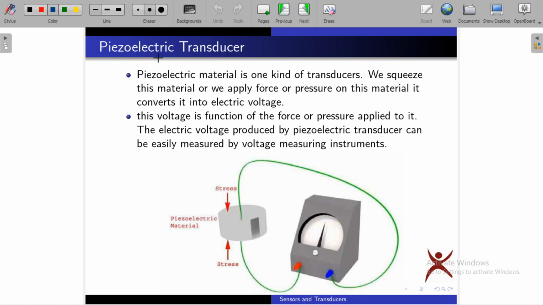Coming to piezoelectric transducer. Here we have piezoelectric material. If we apply some force or pressure on this material, then electricity will be produced. If I apply some force or stress on this piezoelectric transducer, then voltage will be produced. That can be measured by using voltmeter. So this voltage is a function of the force or pressure applied to it. That is about piezoelectric transducer.